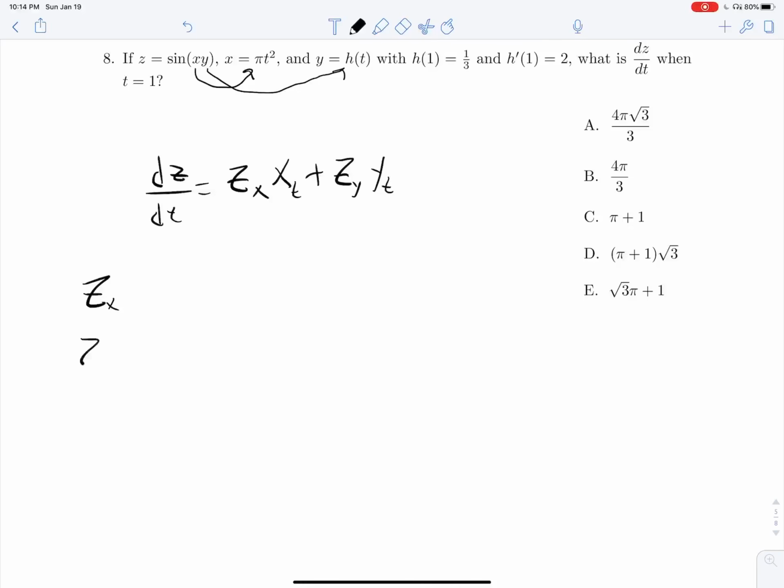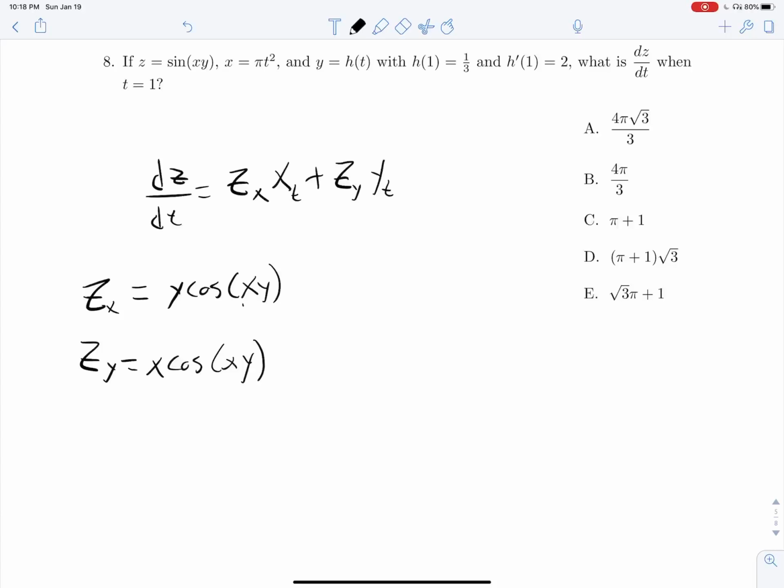Let's find zx and zy. That will just be y cosine xy and x cosine xy. Okay, we can also find xt and yt relatively easily, since we know that y is equal to h of t, and that h prime at t equals 1, which is the value of t that we care about, is 2. So yt is also 2. Then for xt, x equals 2 pi t, so for t equal to 1, xt is 2 pi.